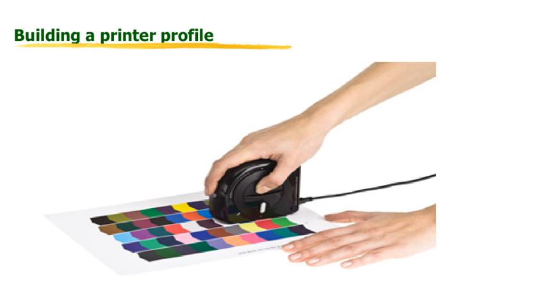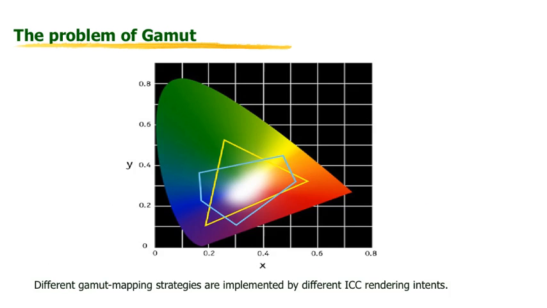And the same profiling devices can be used to produce a profile for a printer. So you print out a range of colors on your printer of known RGB or CMYK values, and then you run the device down the colors as in this example, and the device measures the CIE values of the printed colors and then produces a profile for your printer that, for example, takes into account the particular inks you're using, the particular paper you're using, or even the particular settings you're using on your printer.